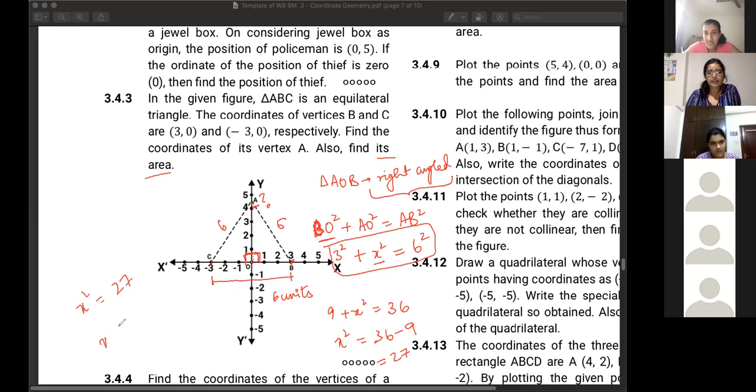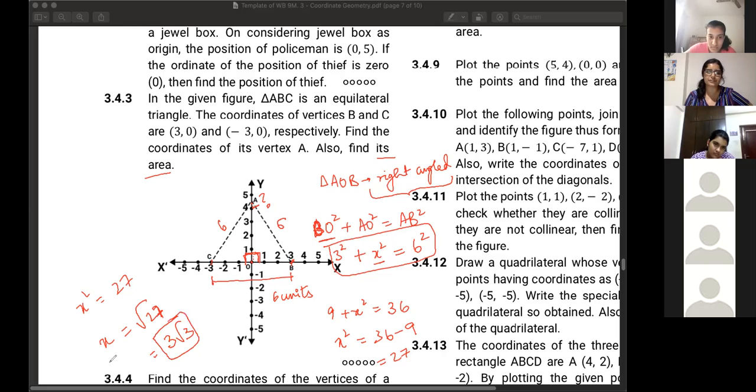So if you have to find X, 27 is approximately 5.19. Approximately 5 point something will come, but how do you get it? What do you need to do with 27? We have to find the root. Square root. You don't have to find the exact decimal. So this will be equal to 9 into 3, right? So 3 root 3. You can just write it as 3 root 3.